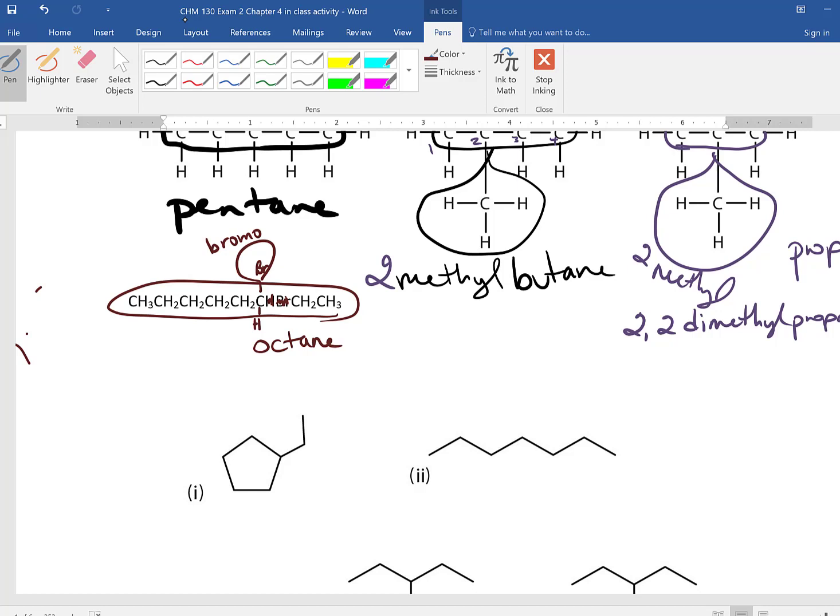Okay, so we're going to have to number. Do we number from the right or the left on this one? The right, because it's closer to that end. Okay, the bromine is closer to the right side, so you would say it's hanging off of carbon what? 3. So it's 3-bromooctane.